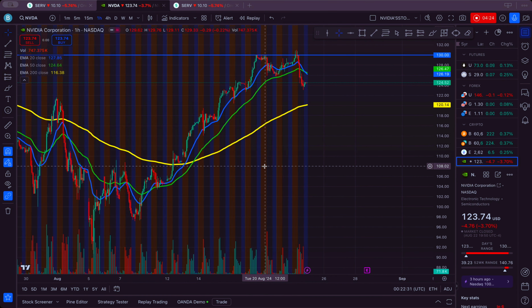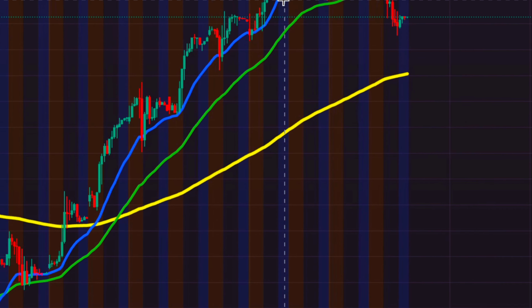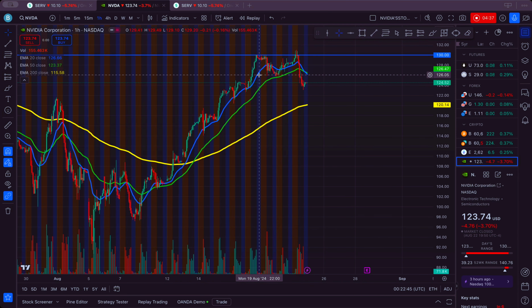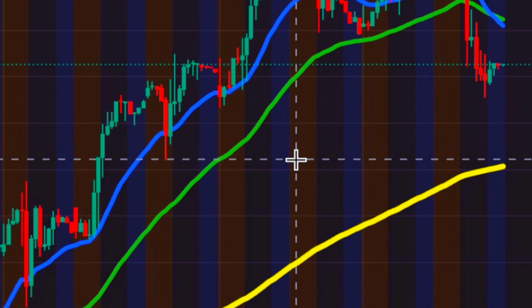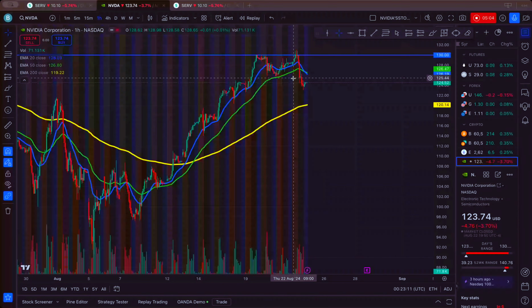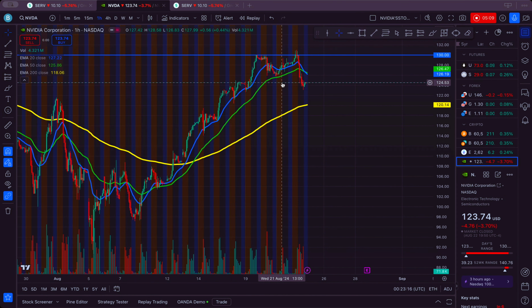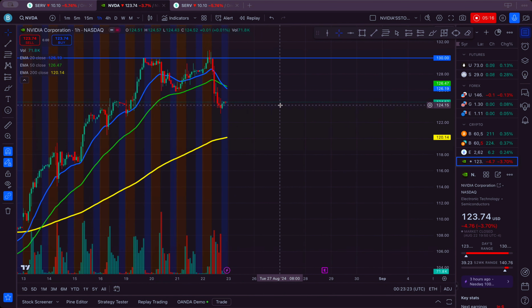So let's start with the 20 exponential moving average, the blue one up here. This is your short-term trend indicator. Why? Because it reacts quickly to price changes. It makes it perfect for identifying recent market momentum. So when the price, let's zoom in here so we can see it easily.